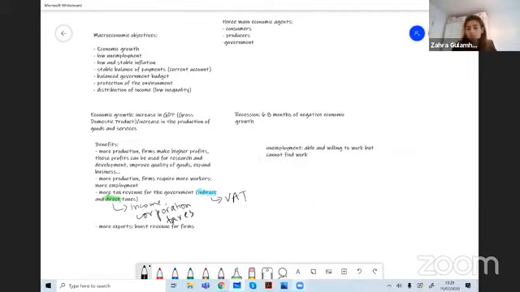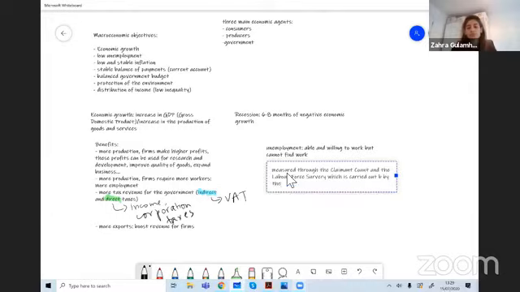It is measured at your stage. You need to know it's measured through the Claimant Count and the Labour Force Survey, which is carried out by the International Labour Organization.